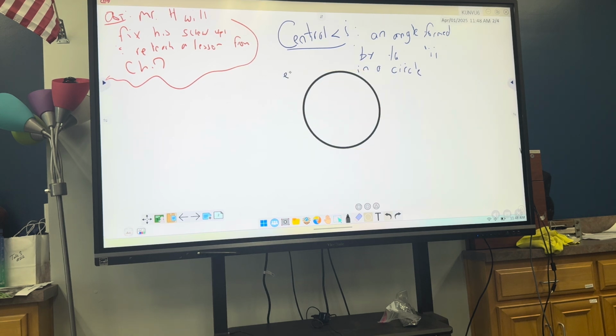So here's my example. This is circle P. Okay. So we have circle P. We know that P is the center. We name our circle by the center.